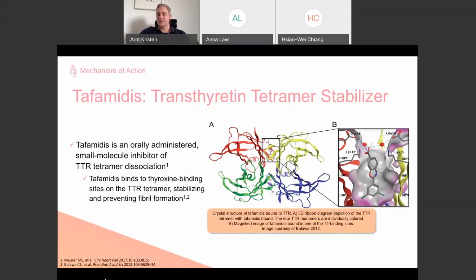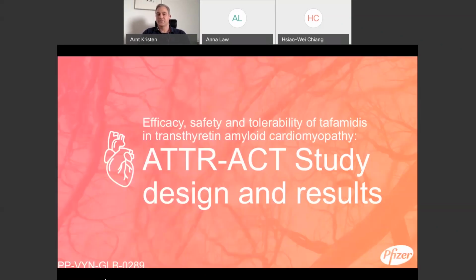And tafamidis has been assessed in a big phase 3 multi-center study. It's the ATTRACT study, and the ATTRACT study evaluated the efficacy and safety and tolerability of this drug in patients with ATTR-CM, either wild type or hereditary type of the disease. And the trial design is shown here.